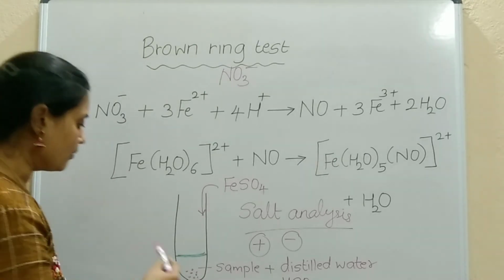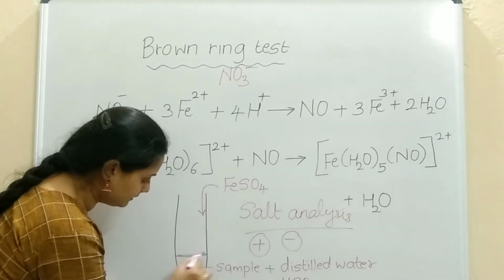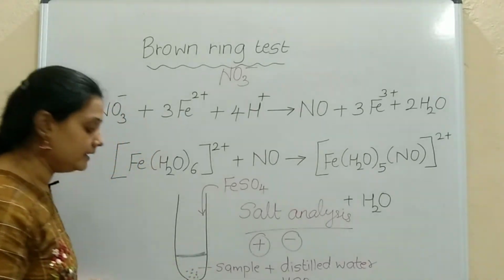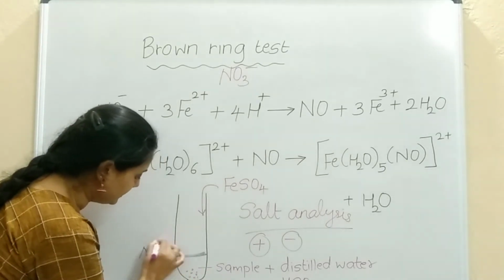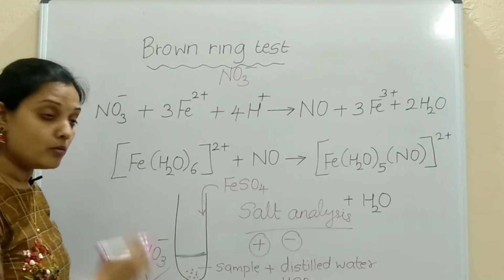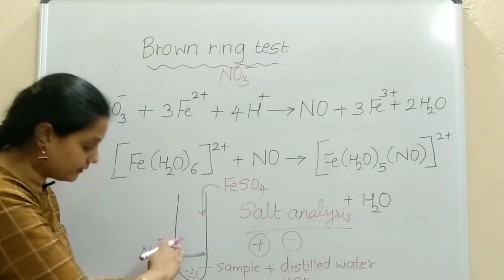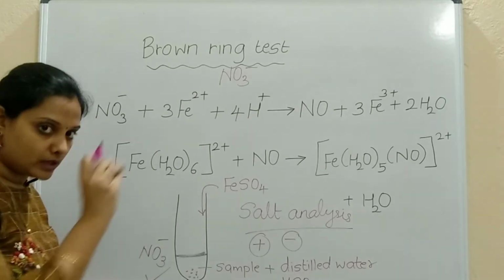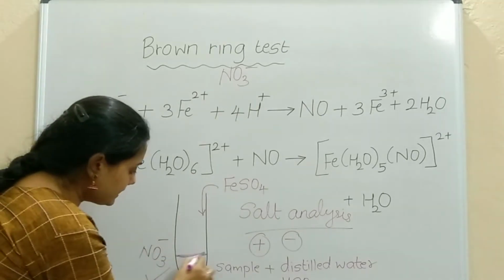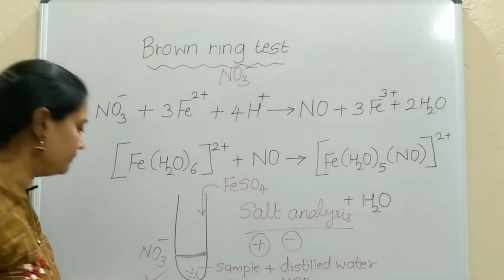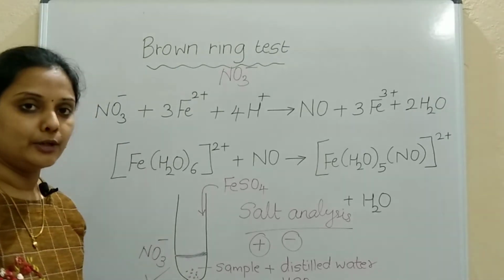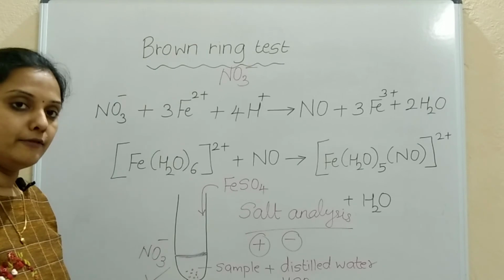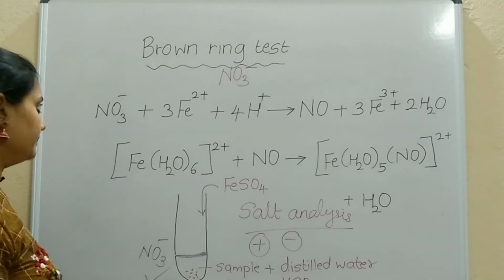Correct? If you get a brownish color ring, then the presence of nitrate is confirmed. A brown ring will be formed on the surface. Okay, a brown color ring. Ring means a layer on the surface. It will be formed, and that means nitrate ion is present in the sample given to you. So you have identified the negative radical.